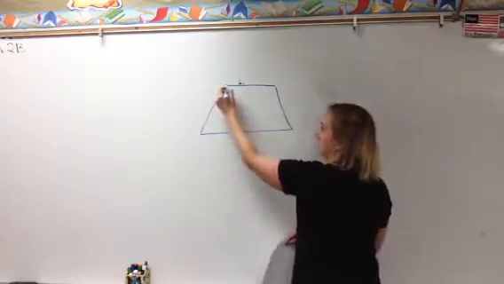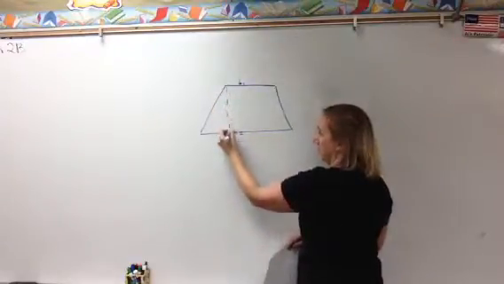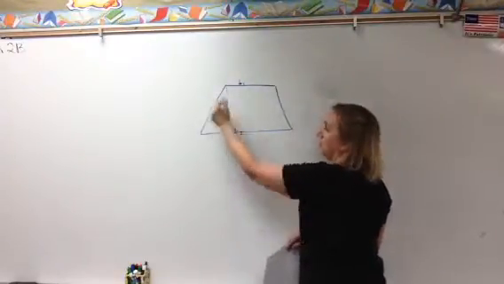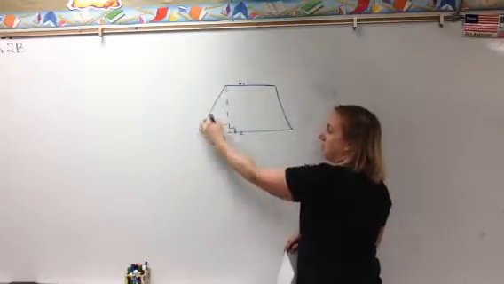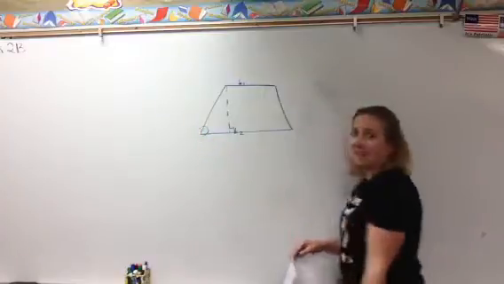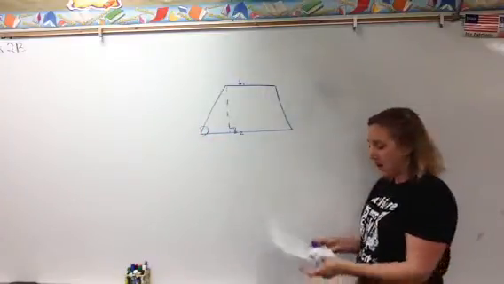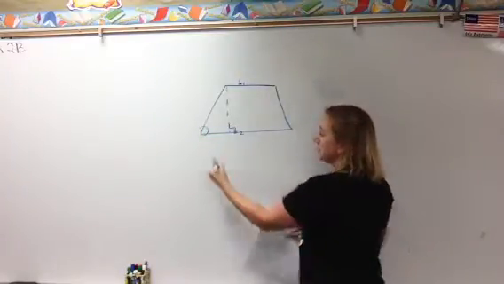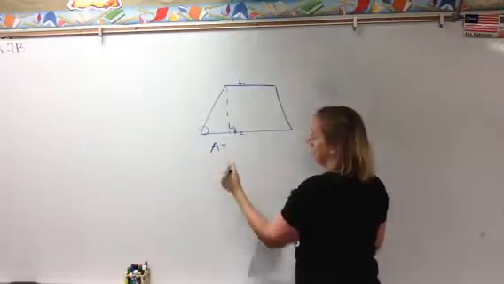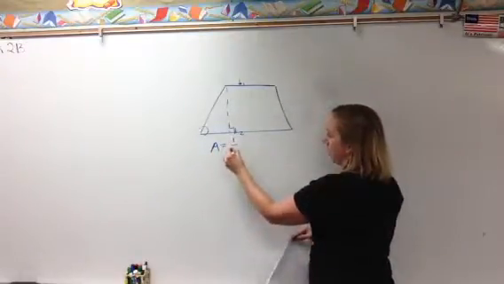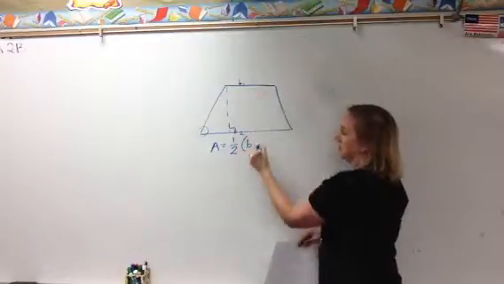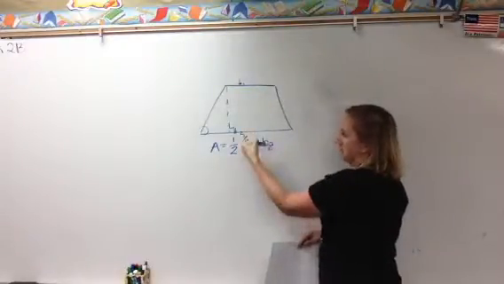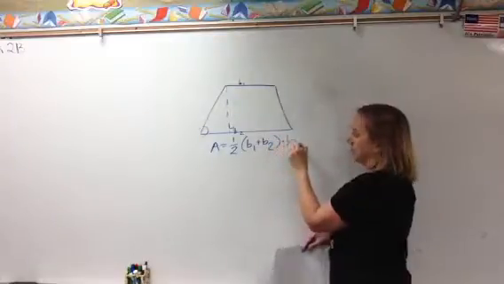And for the height, we're going to bring a straight line down to make a 90-degree angle. This would not be the height because it's not the tallest spot, and this does not make a 90-degree angle, so that's not going to be our height. So for a trapezoid, our formula is area equals 1/2 times the first base plus the second base, times the height.